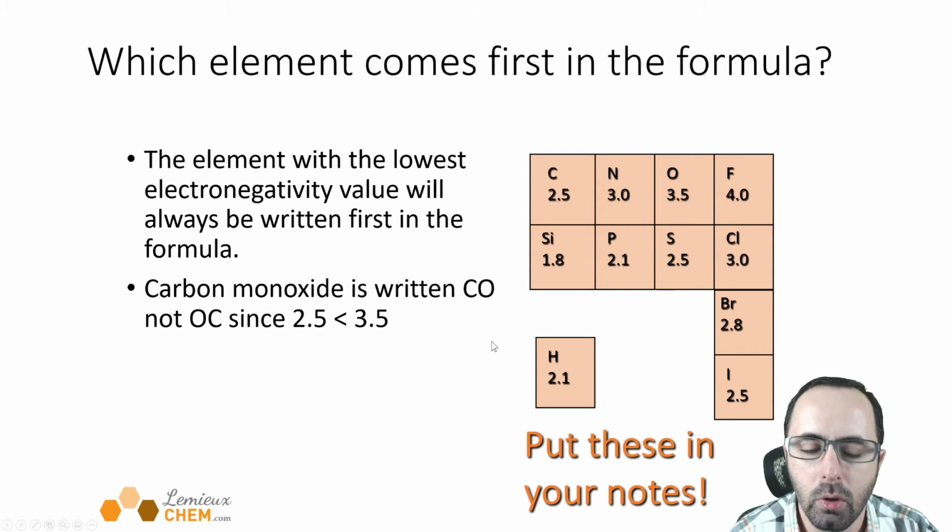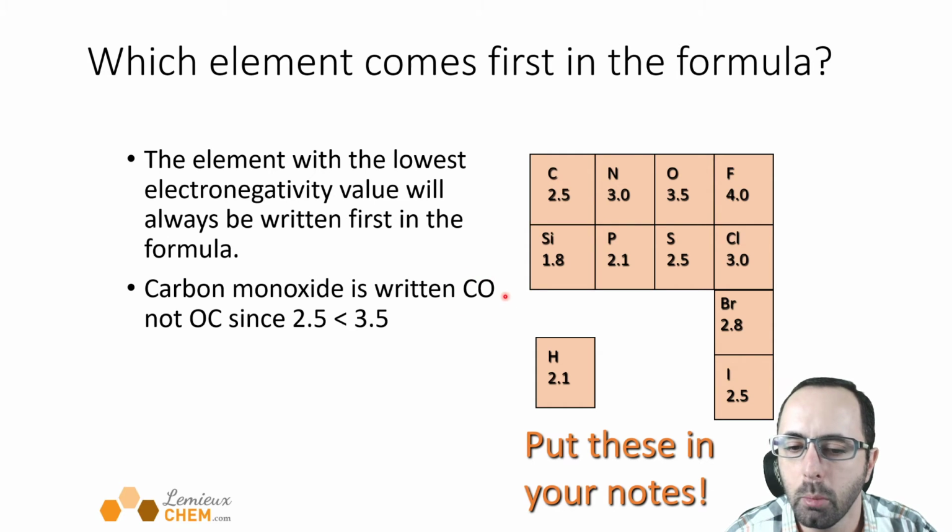So for example, if we're talking about carbon monoxide, which has formula CO, one carbon atom, one oxygen atom, we write the C before the O, and we write CO, not OC, because carbon is more to the left on the periodic table than oxygen, and it has a lower electronegativity.